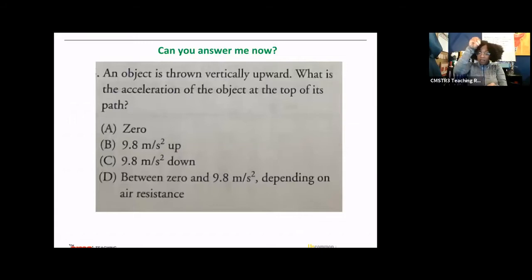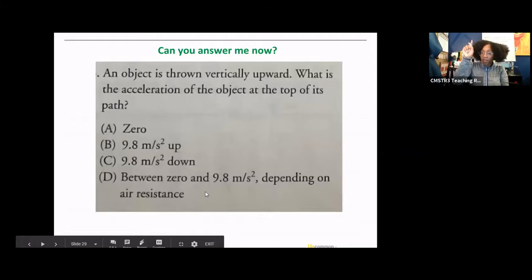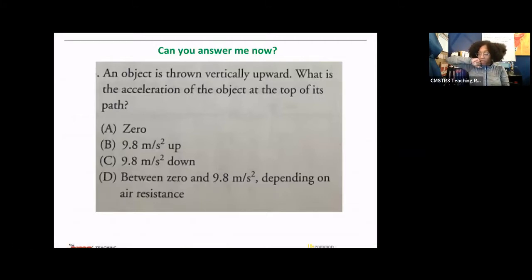It says it's at the top of its path, which means it's literally at the point where it's about to plummet. So that means the force of gravity can't be pulling up because the ball is at the top of its path. So B is out of the equation. Now we're down to C and D. Which one do we think we can get rid of?